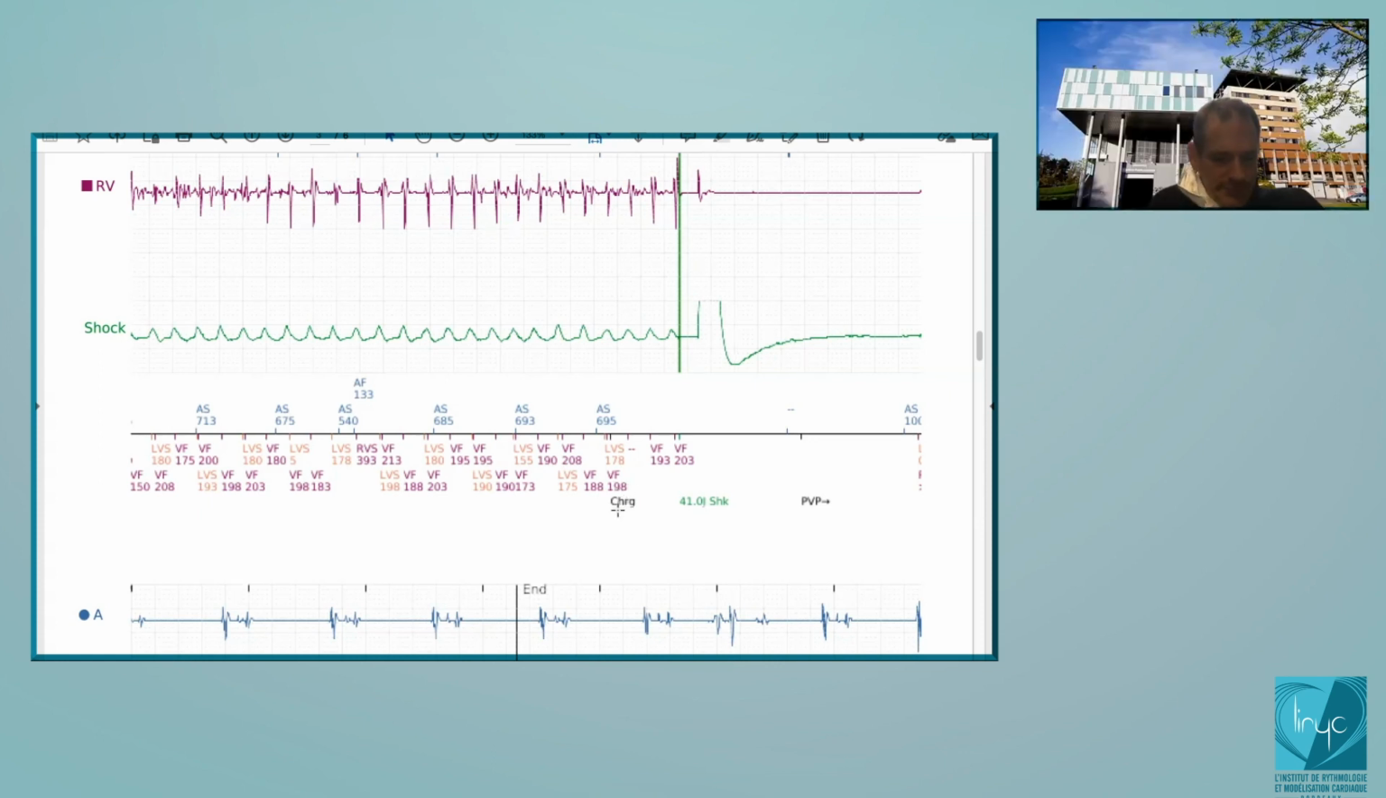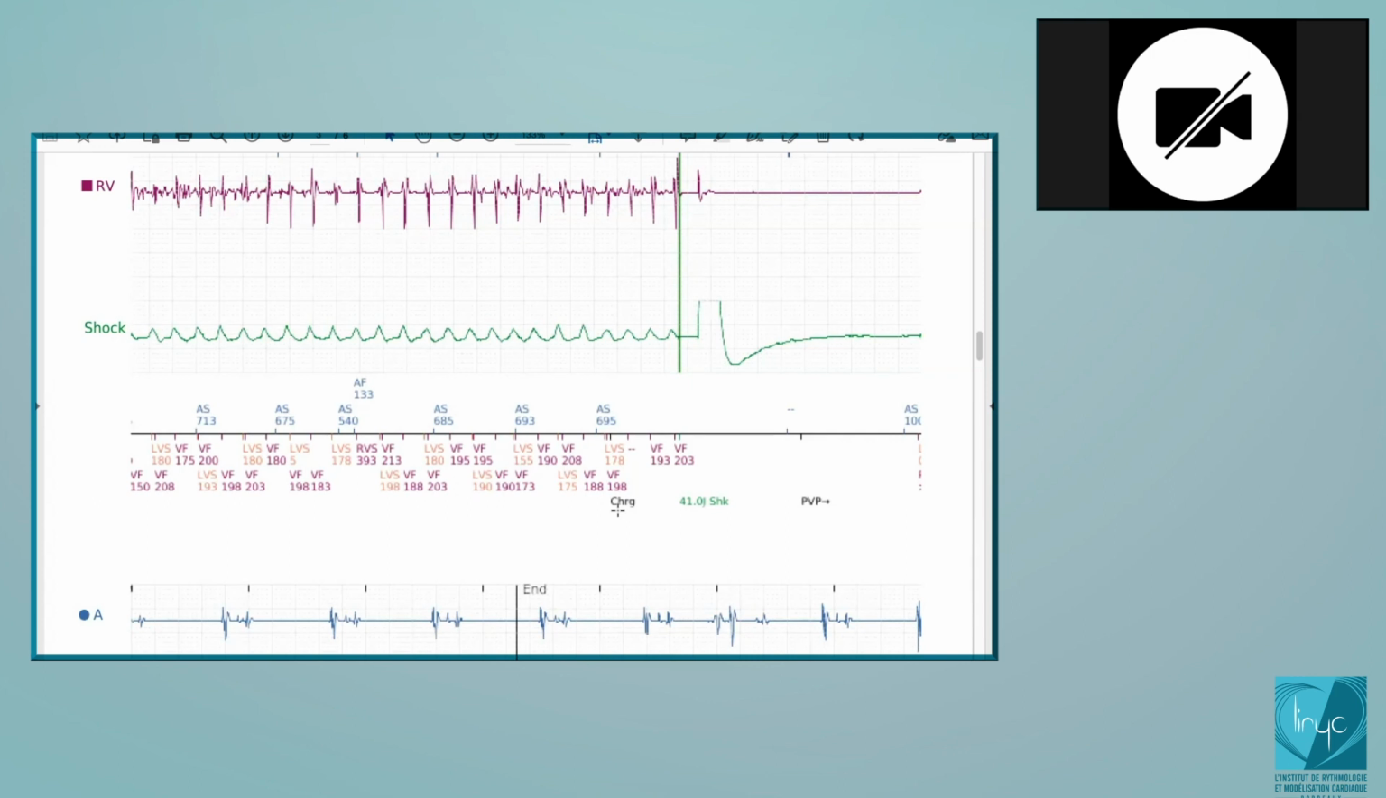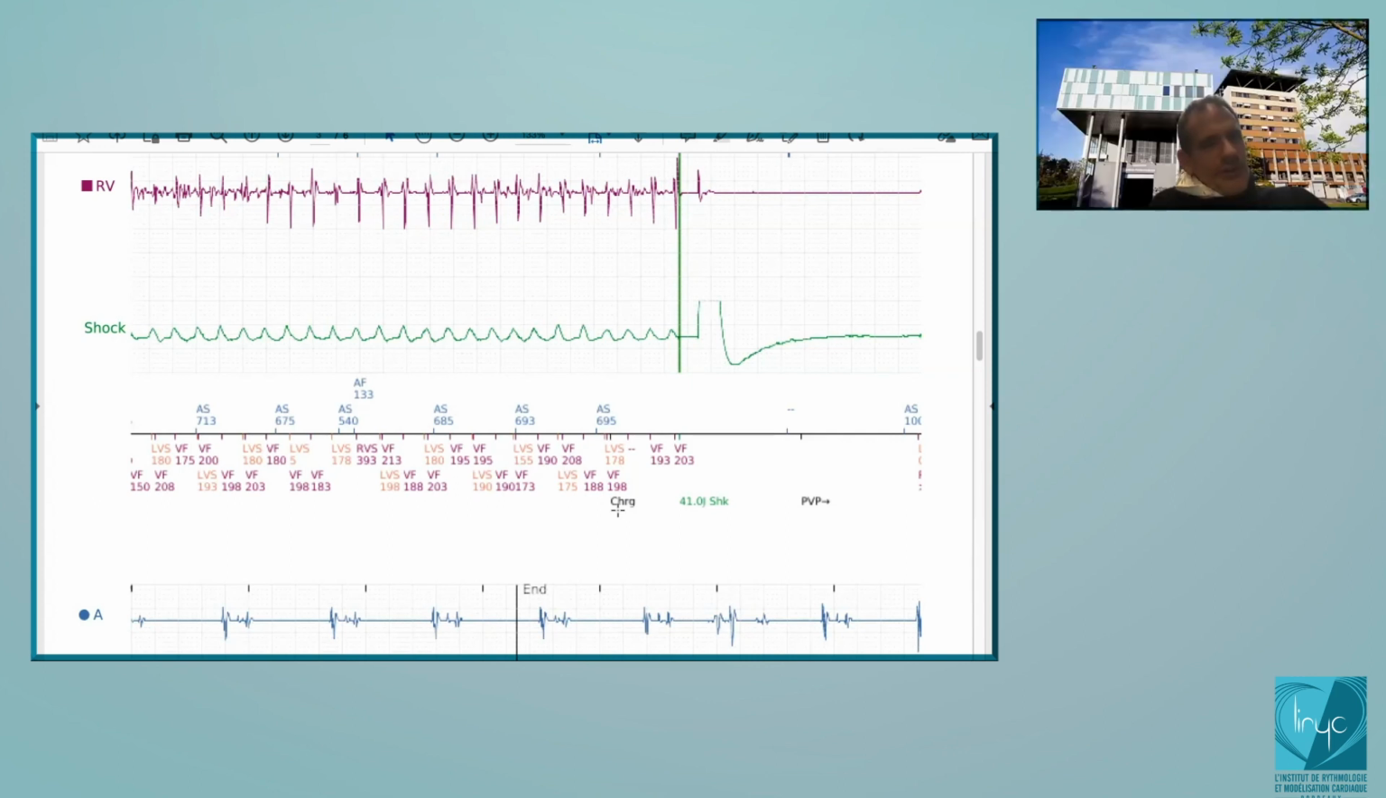Then it delivers the shock. No, first there is a verification. You can program that the shock is committed. Committed means that if you arrive to the end of the charge, whatever happens, you will deliver the shock. If it is non-committed, then at the end of the charge, there's going to be a last verification that you are still in arrhythmia. Okay? So at the end of the charge, there is a blanking, a right ventricular blanking.